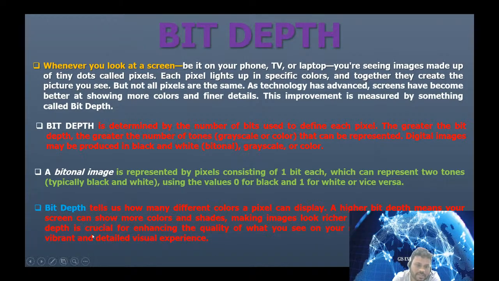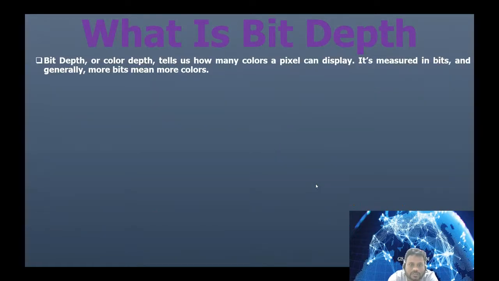So, the actual definition of bit depth: bit depth tells us how many different colors a pixel can display. A higher bit depth means your screen can show more colors and shades, making images look richer and more detailed. So bit depth is crucial for enhancing the quality of what you see on your screen, giving you a more vibrant and detailed visual experience. Bit depth, or color depth, tells how many colors a pixel can display. It is measured in bits, and generally more bits means more colors.